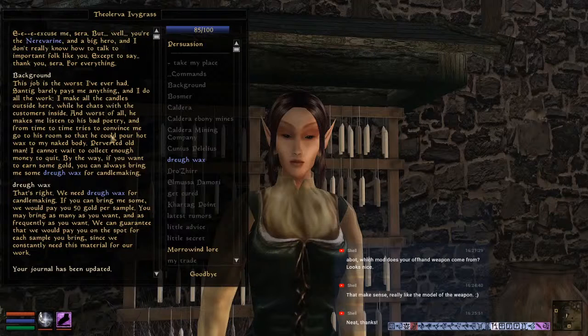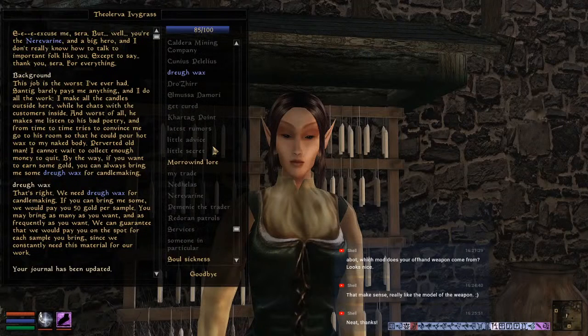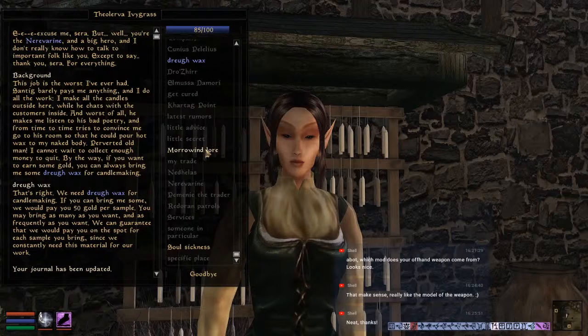A worker of the Caldera Candle Company informed me that they would buy any sample of droop wax from me, which is needed for candle making. They pay me 50 gold for each sample on the spot. I can bring them as many as I want, and as frequently as I want.